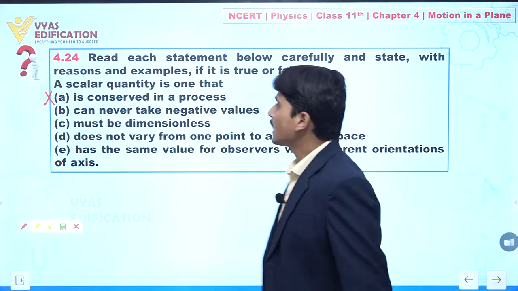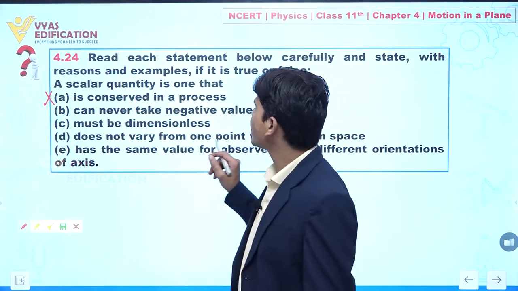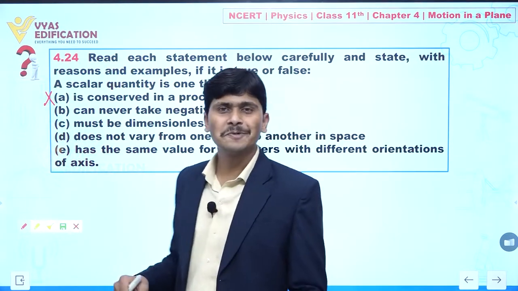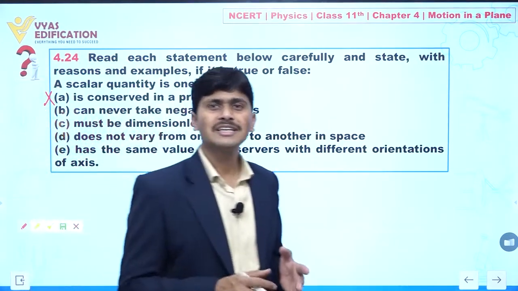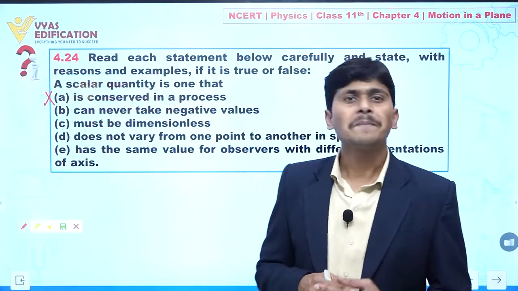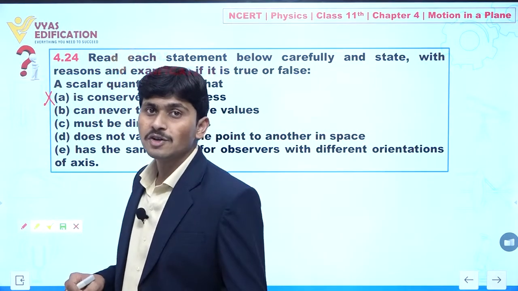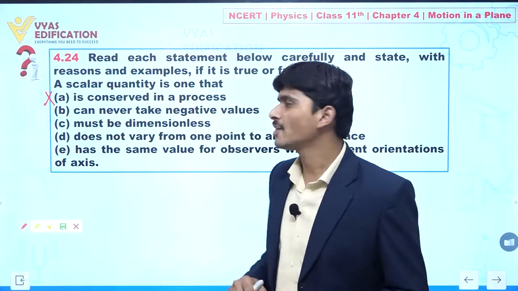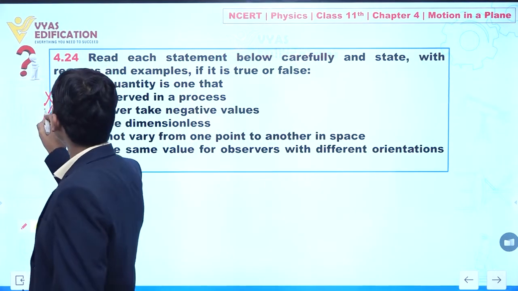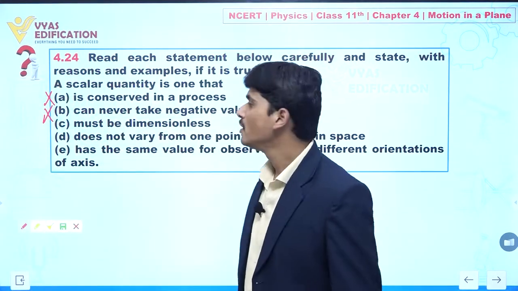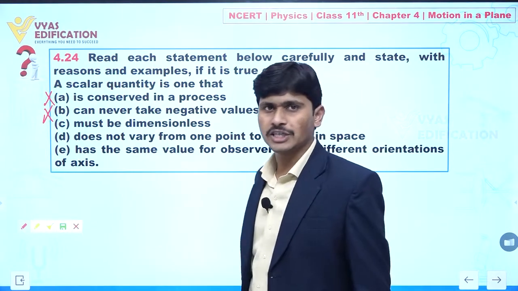Clear? The second part is given to you: a scalar quantity can never take negative value. Again, wrong. We know electric potential can be negative. We know temperature may be negative. So a scalar quantity may take negative value. It means part B is also wrong. Clear? It means we can say this is also a false statement.